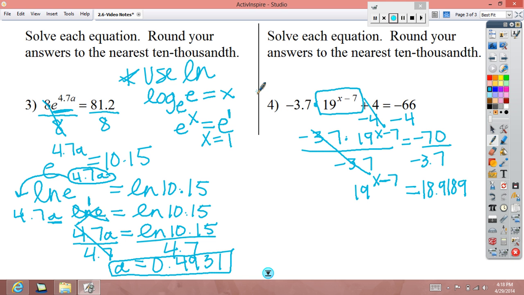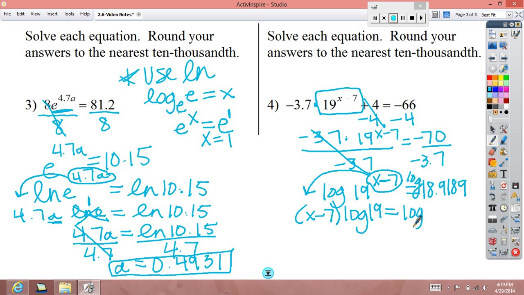The reason that we do this, we can't change this base into the other. And so the reason we do this is to get this exponent down. So I'm going to add logs to both sides. I'm going to take a little shortcut here. Alright, and when that happens, this x minus 7 is the exponent, and so that's going to come down, right? And this is a binomial, so I'm going to put it in parentheses so I make sure that I remember it's together. Log of 19 equals log of 18.9189.